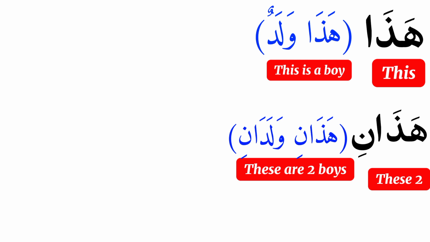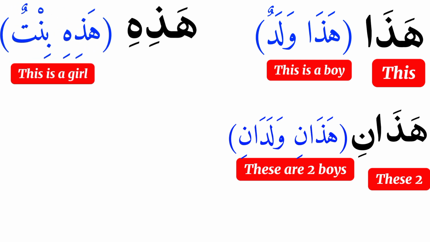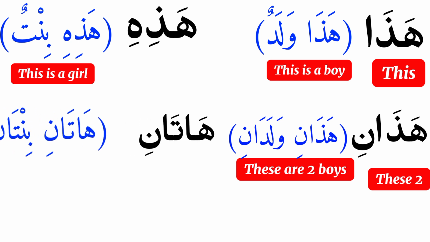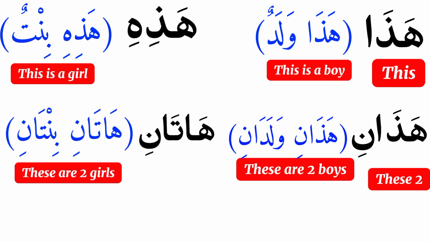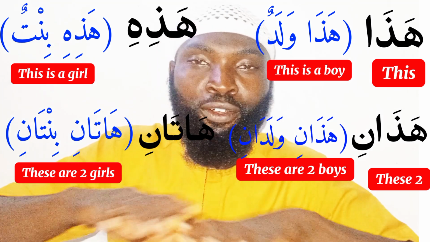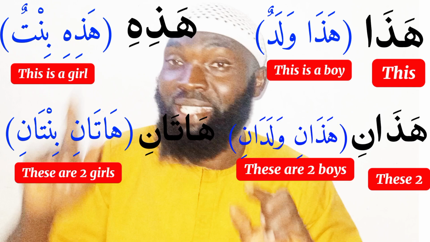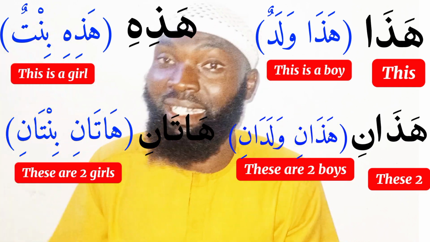If they are females, I will not be using hadha, rather I will use hadhi. So I will say hadhihi bintun, this is a girl. Hatani bintani, these are 2 girls. Then I will say haulai banatun, these are girls. This shows that the Arabic language is superb in terms of detailing differentiation between the genders and also number. This we have discussed before in our past episodes, link placed above to watch it and understand it better.